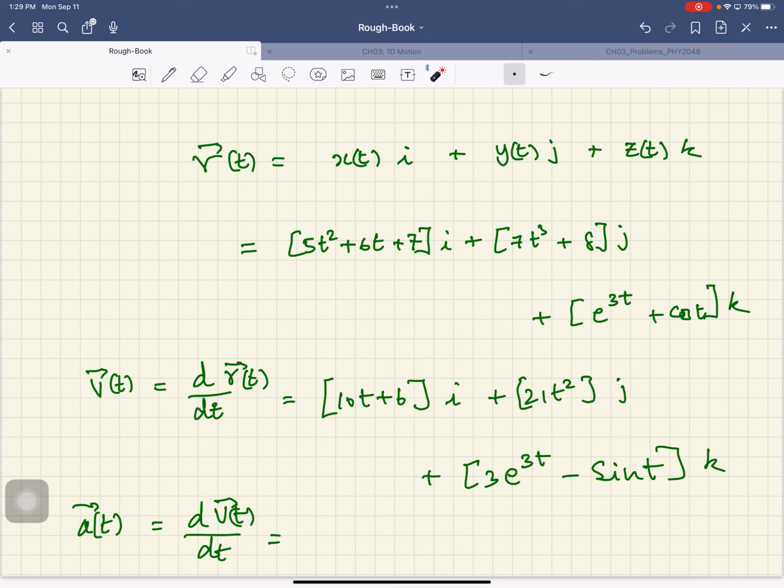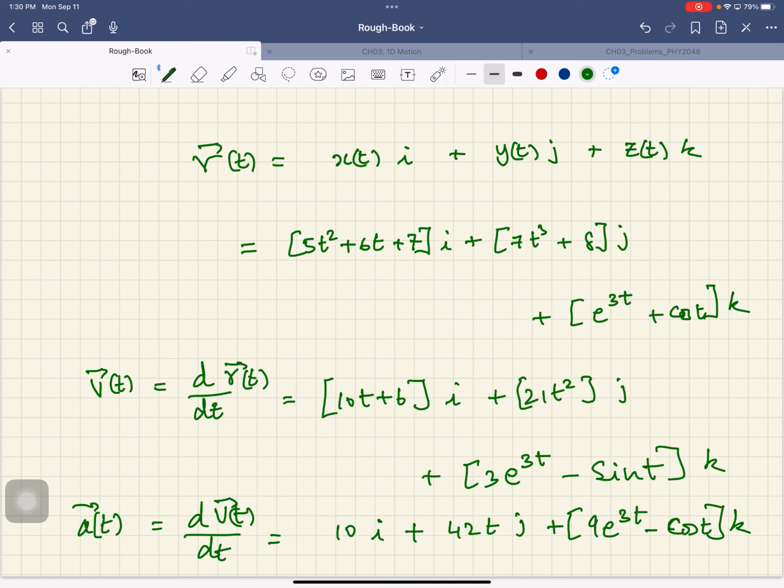All right. Hello there. You help me out? Yep. So what is the derivative of this? Very good. 10. Next. 42t plus, if you take the derivative of this again, you get 3 e to the power of 3t, so 3 times 3 is 9, 9 e to the power of 3t, derivative of sine is cosine.